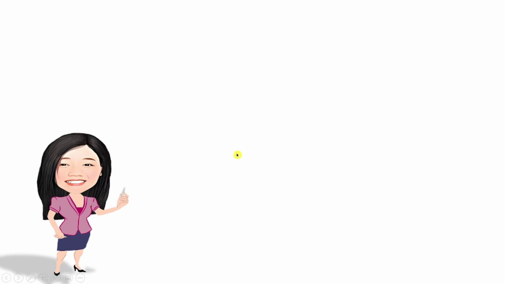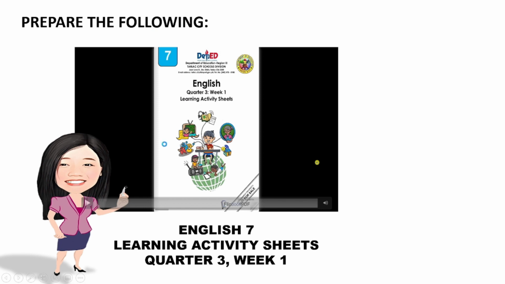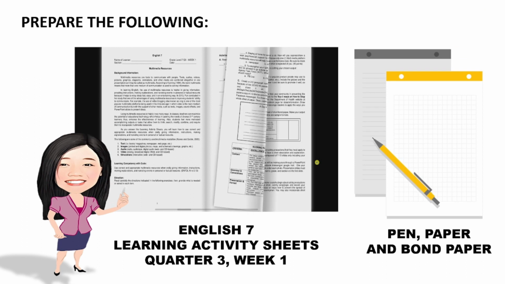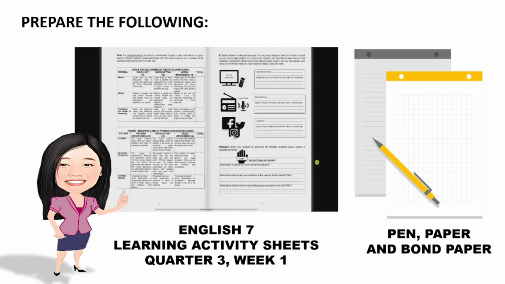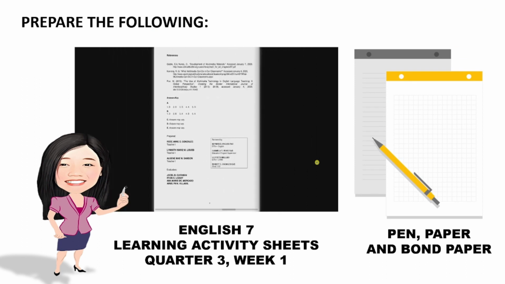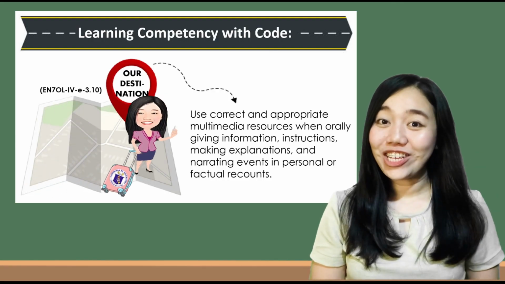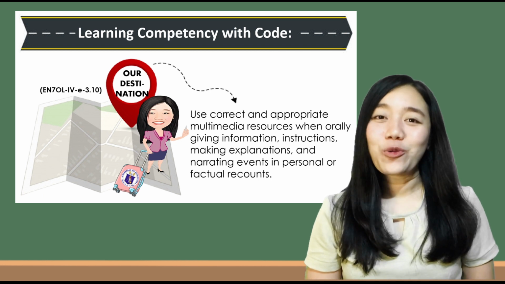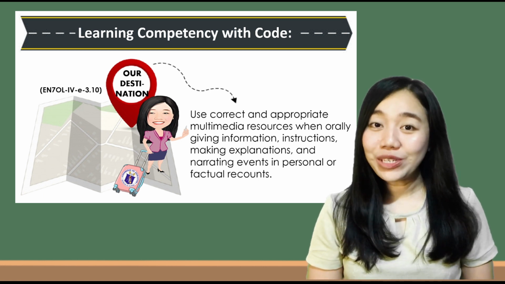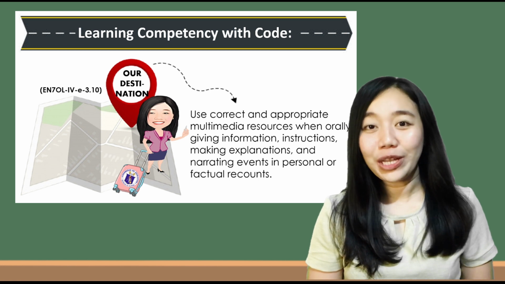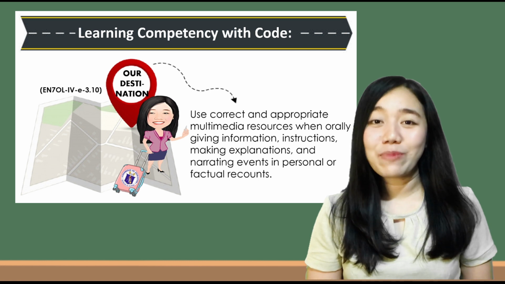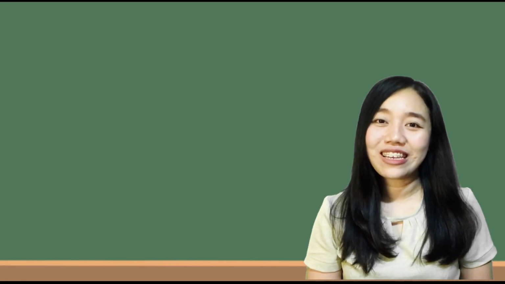But before we proceed, I want you to prepare the following: your English 7 learning activity sheets, Quarter 3, Week 1. Also, your pen, paper, and bond paper for your performance task. Our target destination is our learning competency, and that is to use correct and appropriate multimedia resources when orally giving information, instructions, making explanations, narrating events in personal and factual recounts.